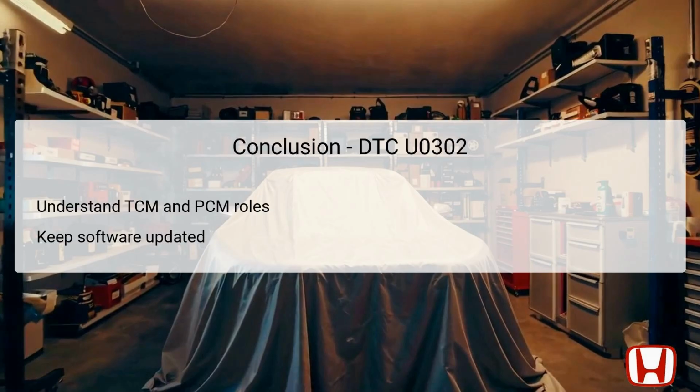In summary, DTC U0302 signifies a software version mismatch between the Transmission Control Module, TCM, and the Powertrain Control Module, PCM, in Honda Civic models from 2016 to 2021. Understanding the role of both the TCM and PCM is key to grasping why this error arises and how the communication between them can be disrupted.